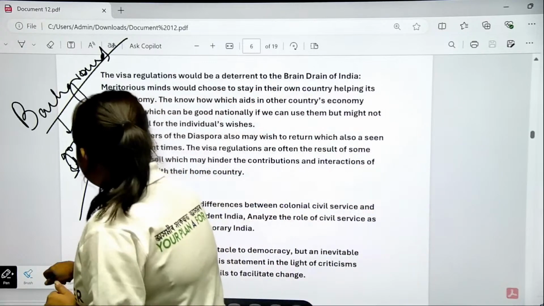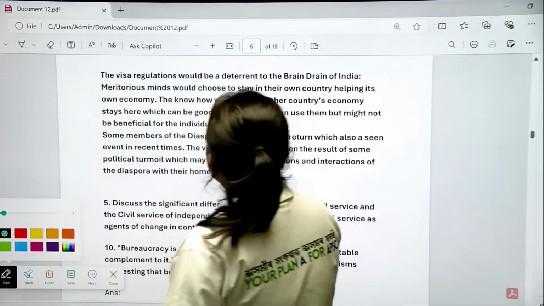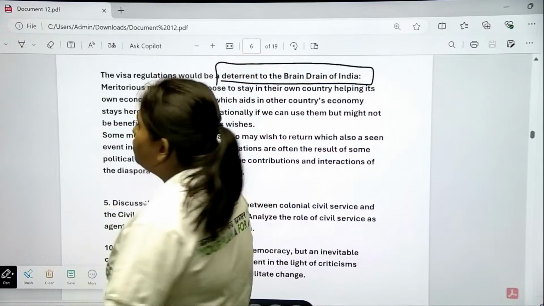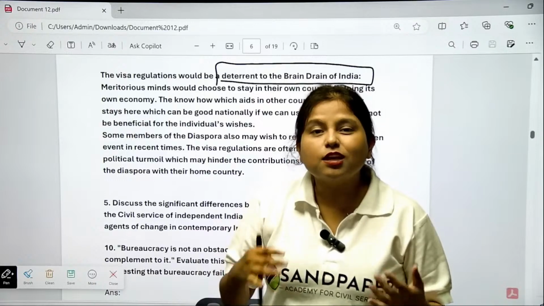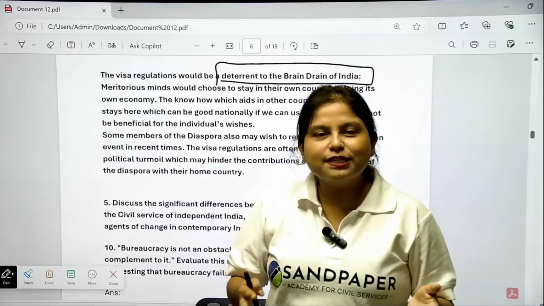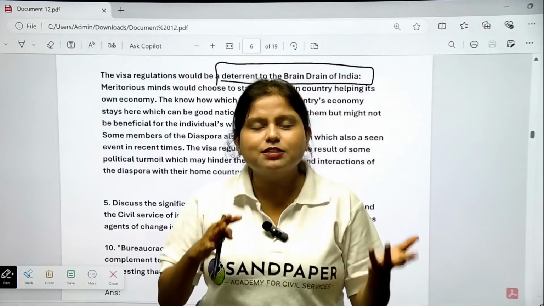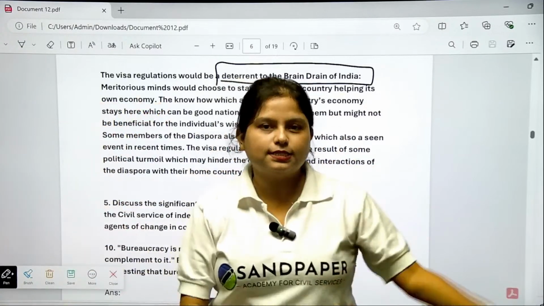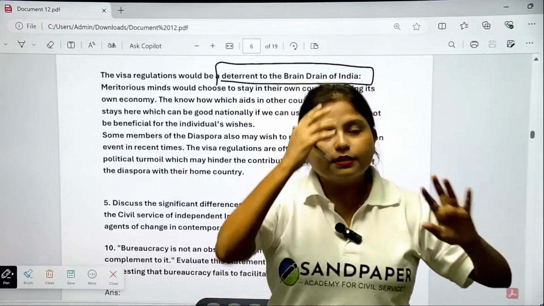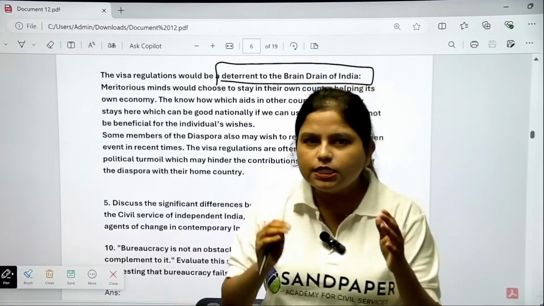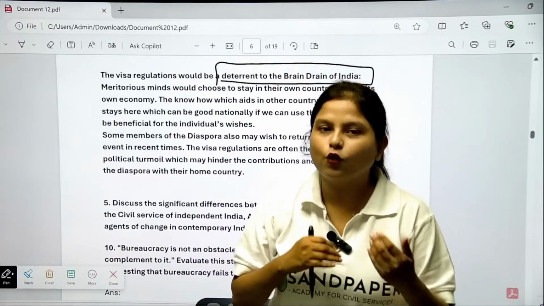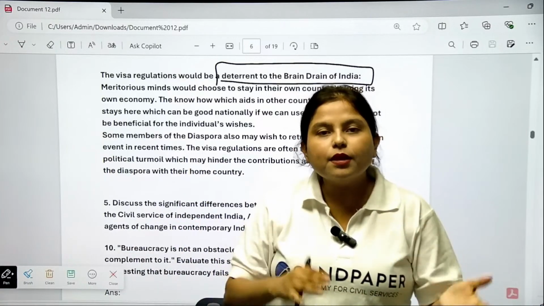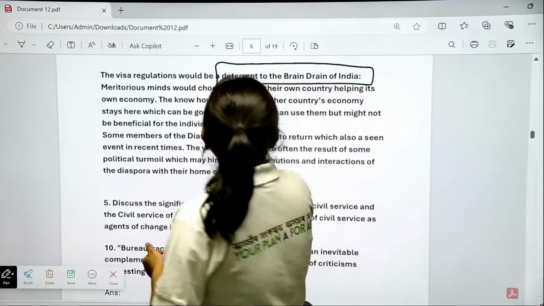So what we have written here is that the visa regulation would be a deterrent to the brain drain of India. If you have friends in Bangalore, Mumbai, Hyderabad, almost 2-3 years ago there was a craze that we need to go outside. The brain drain that was happening at such an extensive level has now had a back wave. Even we have YouTube channels where people are showing how they are coming back to their nation, not going outside, which is a deterrent to brain drain.